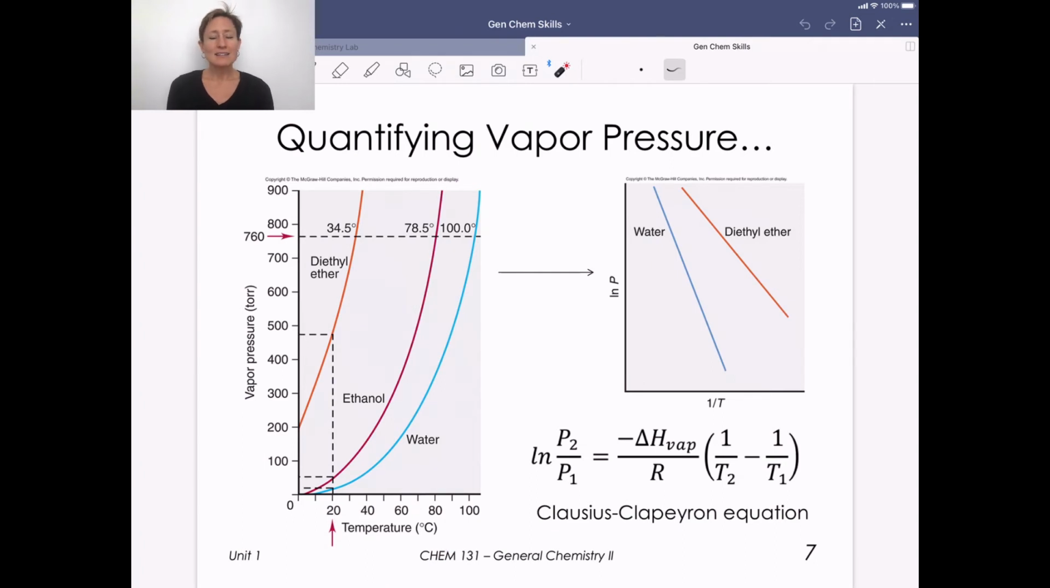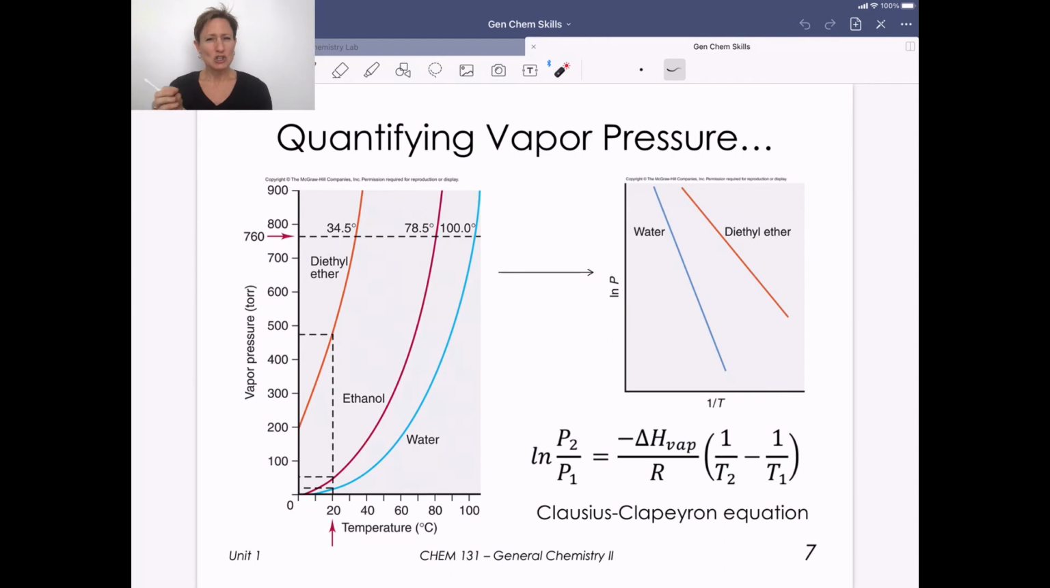Now, one of the things that scientists love to do is plot things in a different way so we can get them to be a straight line. So when we plot not vapor pressure, but the natural log of that, and not temperature, but 1 over temperature, we can get straight lines. And the beauty of straight lines is we can get y-intercept and slope information that can give us important things. You don't need to remember that, but this essentially is the equation of a straight line that has a whole bunch of variables in it.